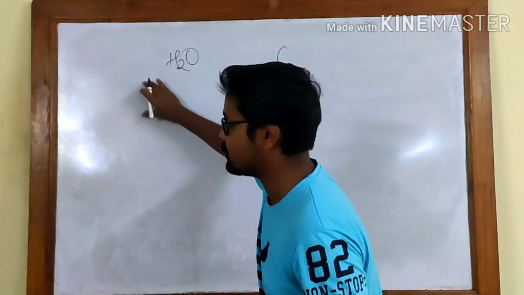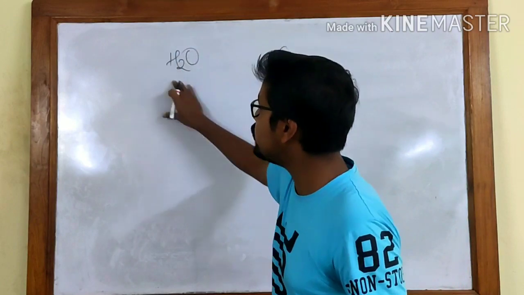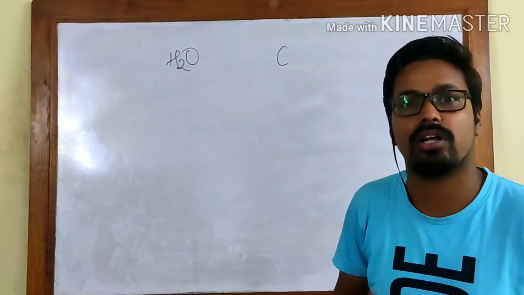Like water is a substance. It is formed from hydrogen and oxygen. So it is a molecule. A molecule is called a substance or a compound.